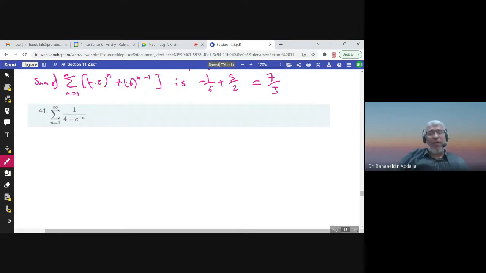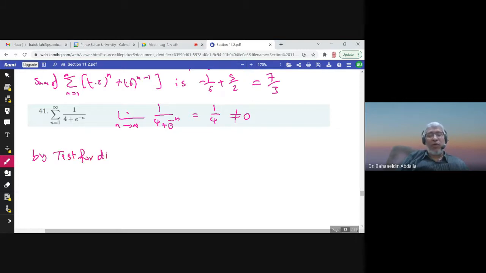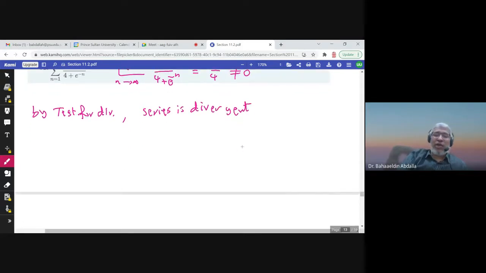Well, here I have e to the power n, but I have here 4. So it is not a geometric series. So let me find the limit of 1 over 4 plus e to the power negative n when n goes to infinity. Well, e to the power negative infinity is 0, so the limit is 4, and it is not 0. So by the test for divergence, the series is divergent because the limit of a_n is not 0.